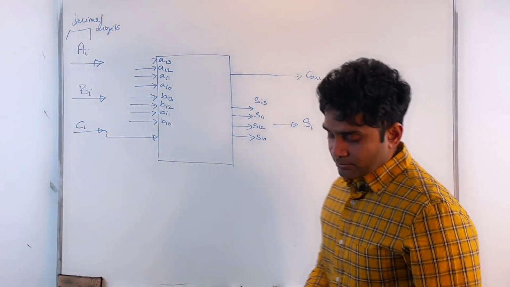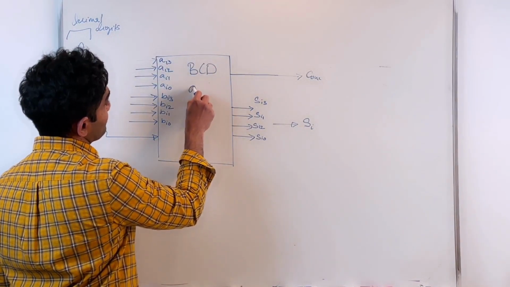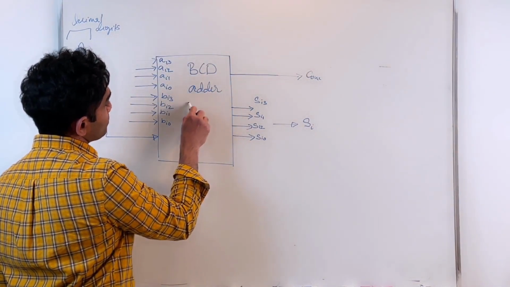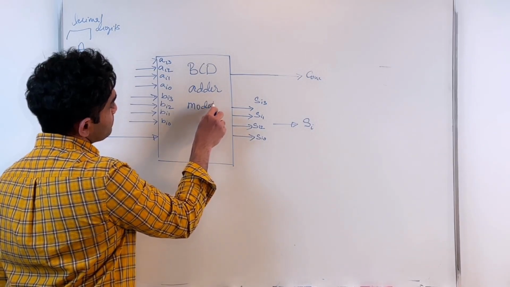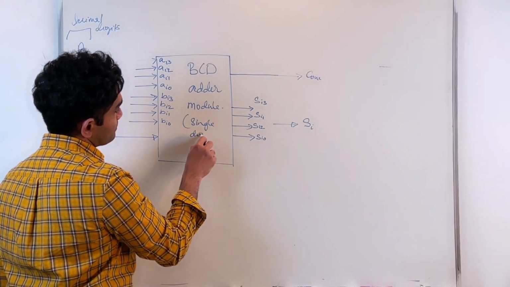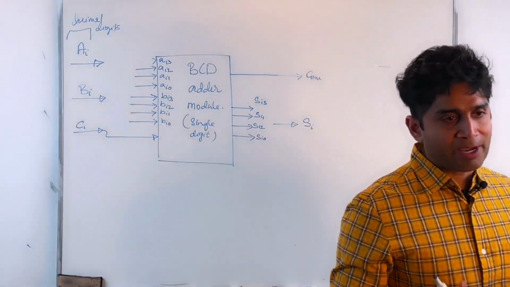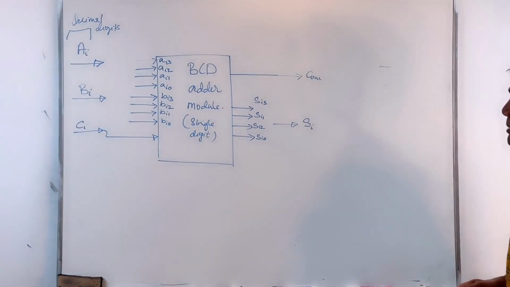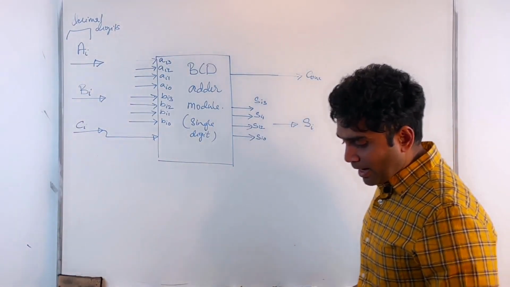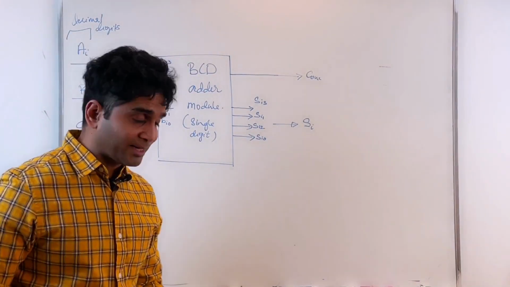So this is the level 0 diagram of my binary coded decimal adder, or a decimal adder. Okay, let me actually write that down. So that's my level 0 diagram of my BCD adder module. Or in fact, this is a single digit. So if you're designing an n digit adder, that means you have to have n of those modules. And again, remember that that's the single module I'm going to design.